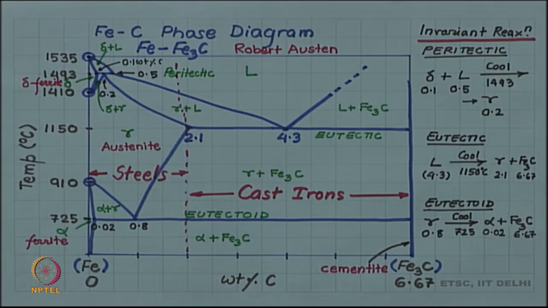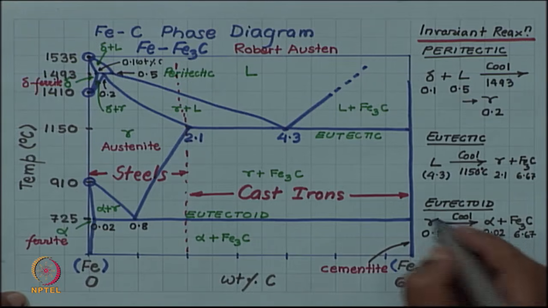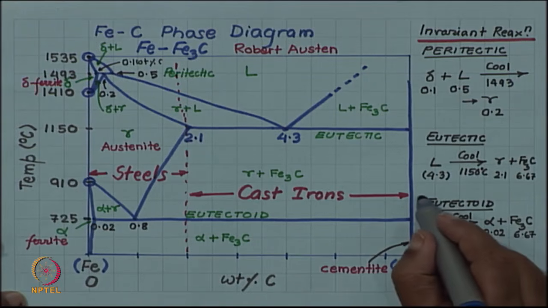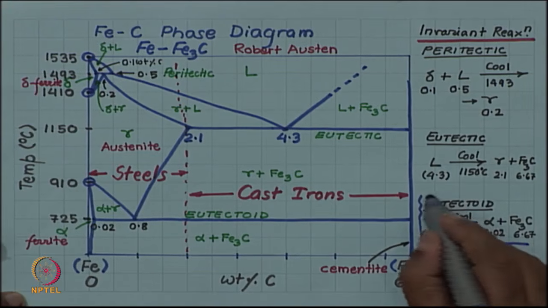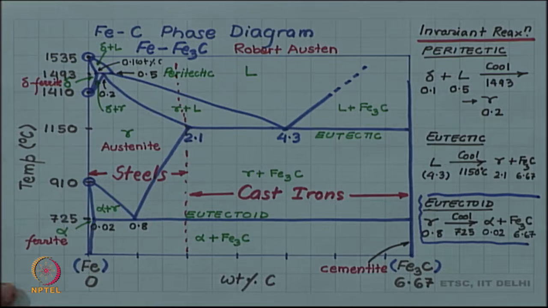And another important point which I wanted to talk about is that this eutectoid reaction happens to be the most important reaction out of the three. So, this has an important place, we will see why, because the control of the eutectoid reaction is what gives you the control on the microstructure of a steel through various heat treatments. So, we will discuss that as we go along in this course.